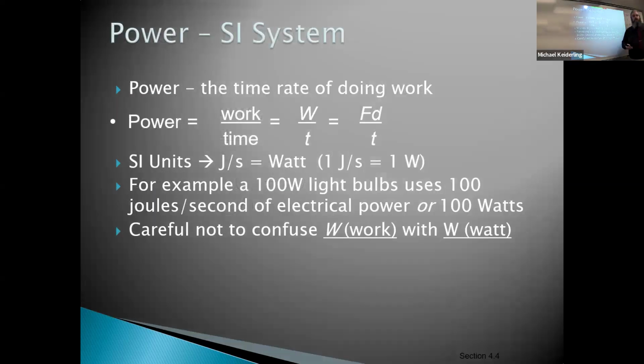Now, we're doing all this work. We're moving energy around. Sometimes we want to talk about the rate at which we're moving energy around. So the rate at which energy is moved is power. It's the rate of doing work. So power is work over time, or force times distance over time, which means for certain situations, it ends up being force times velocity. But that's only in certain situations.